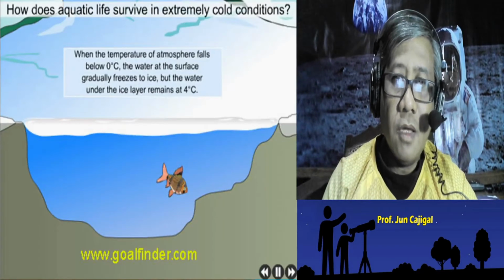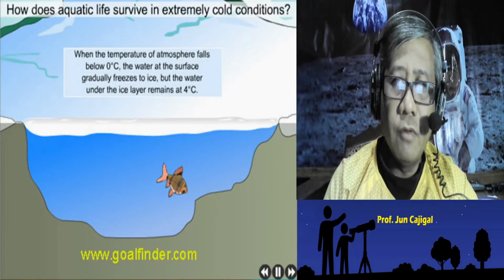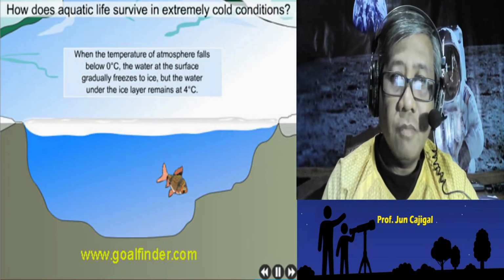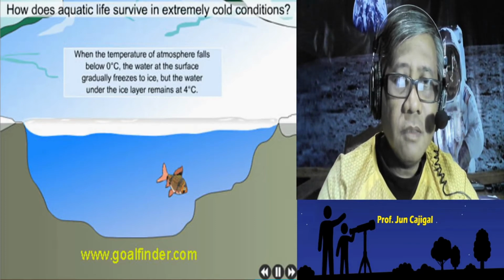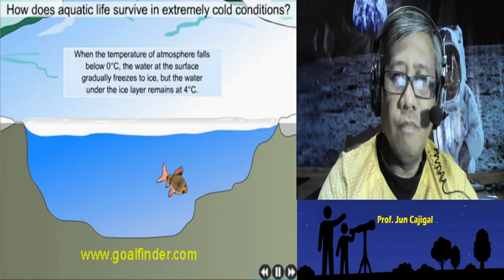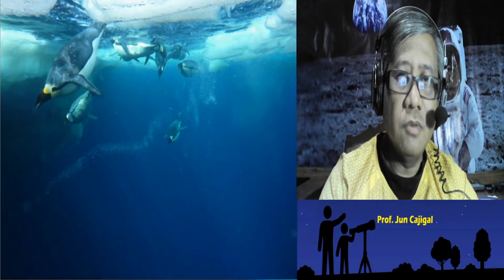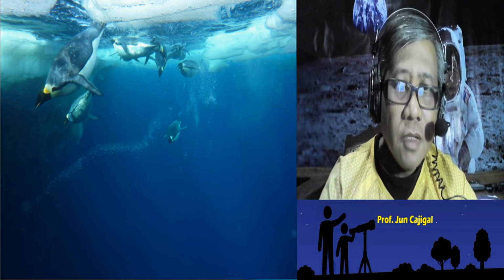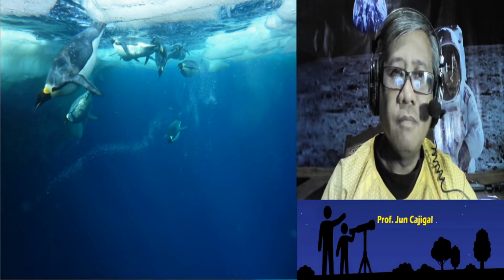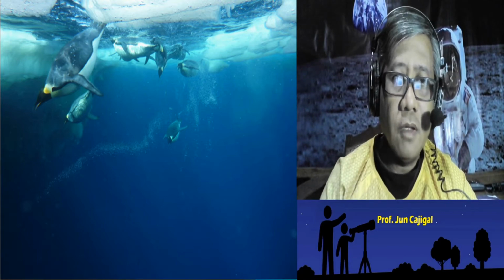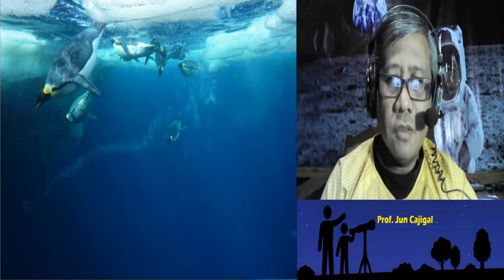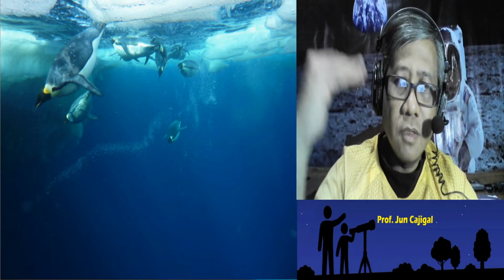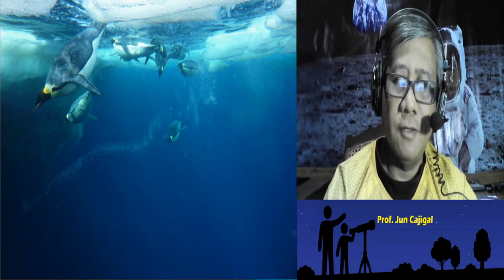Okay, now we know that ice first forms sa surface ng tubig. So at the bottom, it remains in liquid form. And this is important for aquatic life to survive, even in extremely cold conditions. Ayan, so sa taas, nagsosolidify yung tubig, pero sa ilalim niyan, liquid form pa rin. So, aquatic life, like aquatic fishes near the poles, can survive. Kahit na nag-ice yung surface, pero yung ilalim niyan, liquid form pa rin.